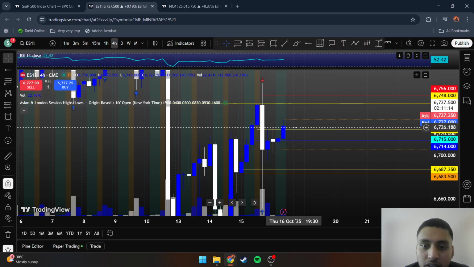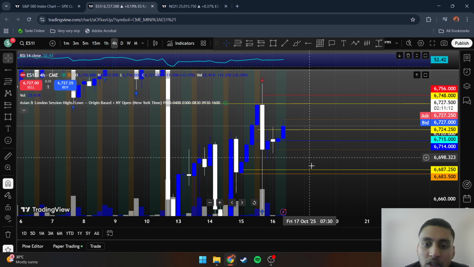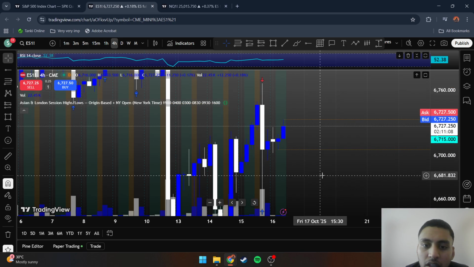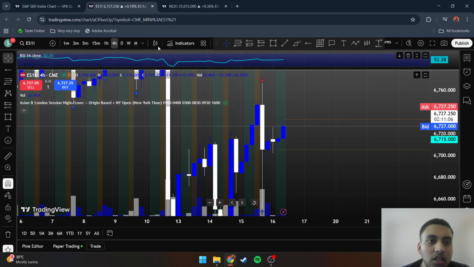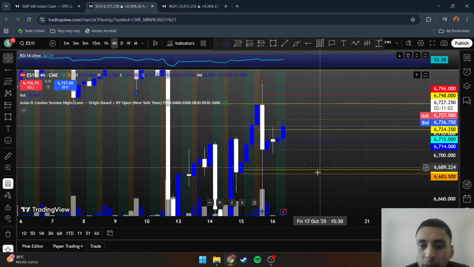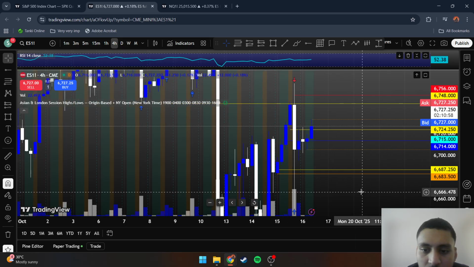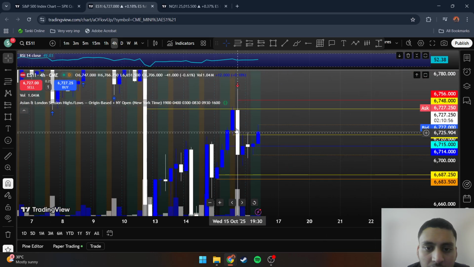So these orange lines are the Asian session highs and lows. So right now we are creating. Okay, so let's get into it. We took this trade yesterday, like this right here.